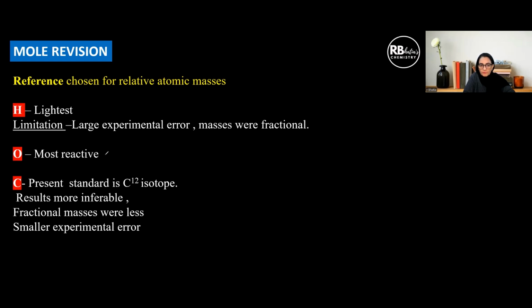Why chosen? Because it was most reactive. And then the present day standard chosen for atomic masses is the C12 isotope. Now, why is this a suitable reference? Because the results obtained by choosing this as a standard are more reliable. The fractional masses found were less, and with this chosen standard, there was a smaller experimental error.